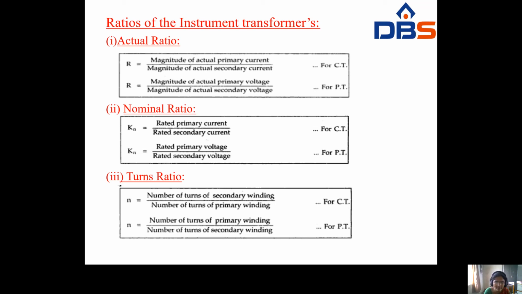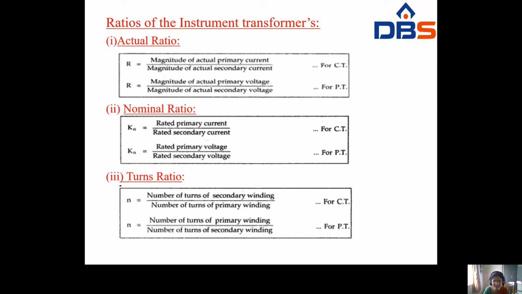Okay, so next one is what? Turns ratio. The name itself indicates the number of turns. See here, for CT, the current and turns are inversely proportional. So that's why here you first write the number of turns of secondary winding by the number of turns of primary winding. This is the turns ratio for CT.